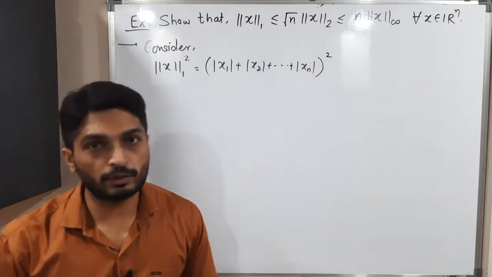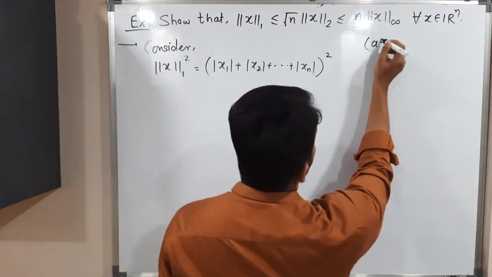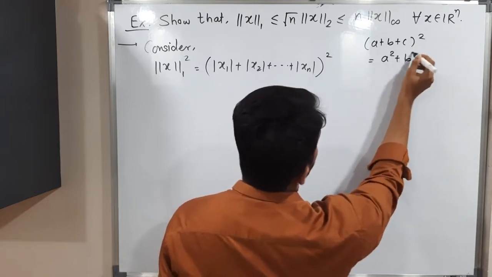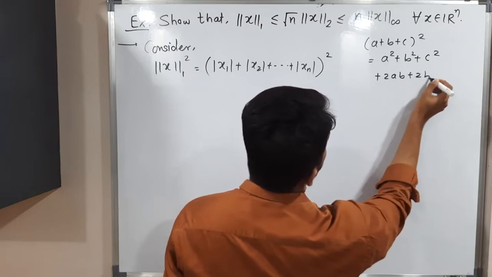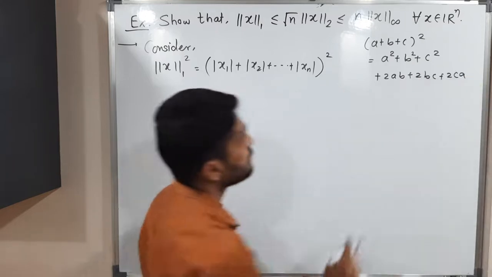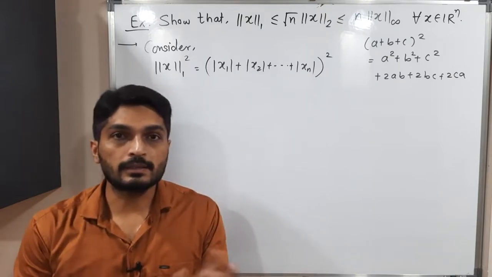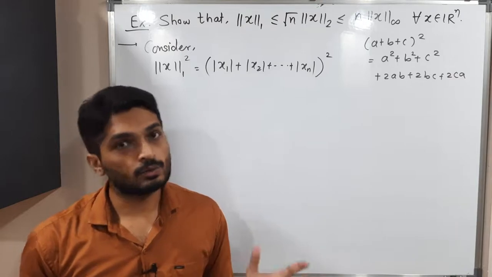In a previous video we have already seen the technique which we followed. Let me revise that. (a plus b plus c) whole square: we write a square plus b square plus c square, plus 2ab plus 2bc plus 2ca. That means first we write the squares of all terms, after that 2 into all possible pairs. The same thing I will do.